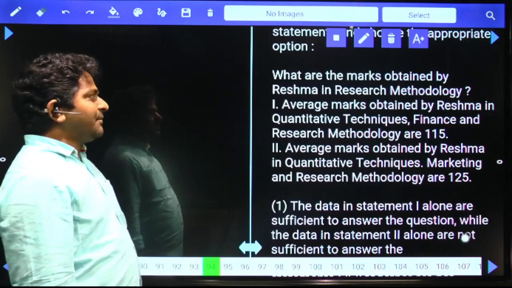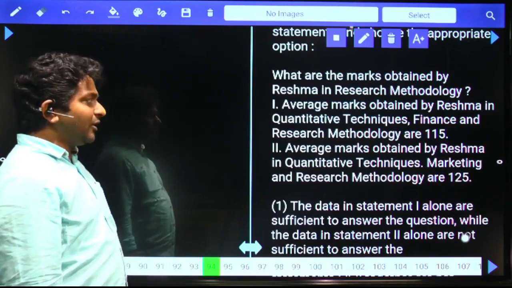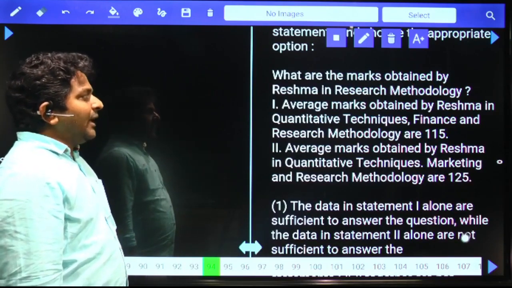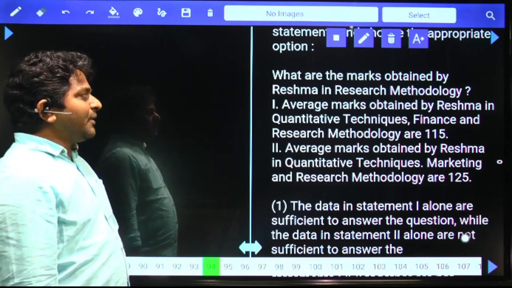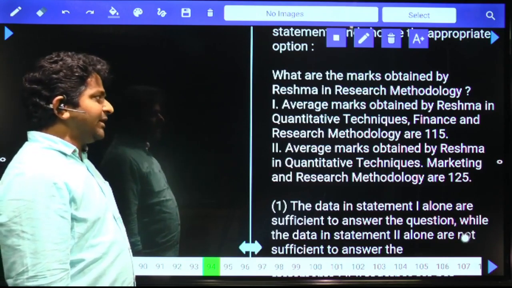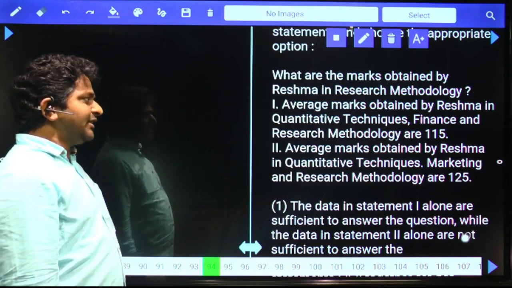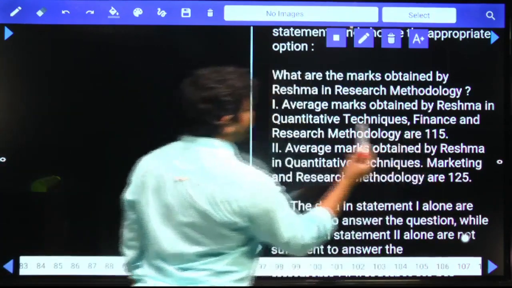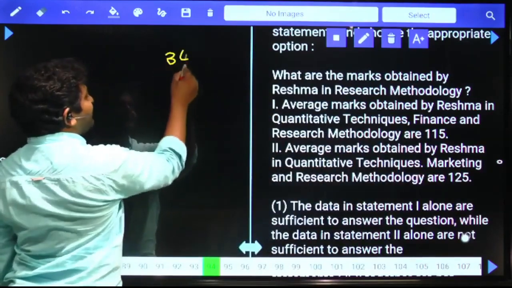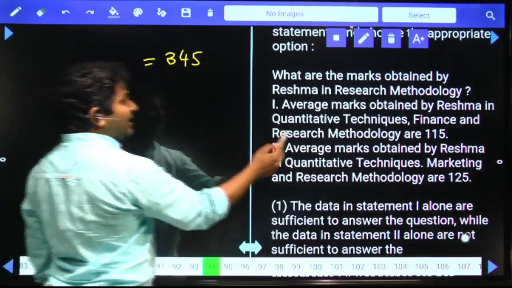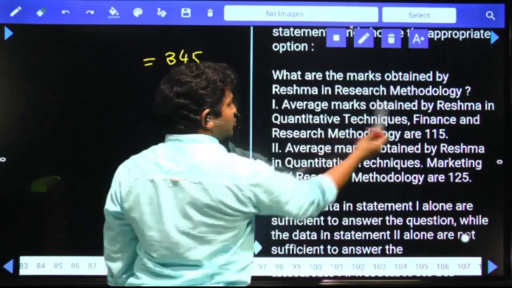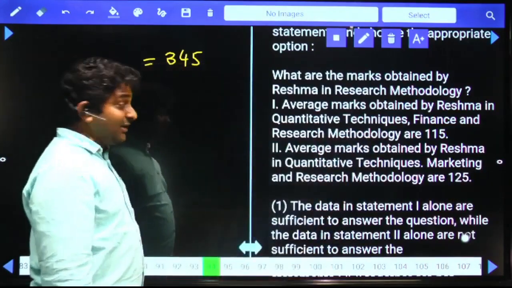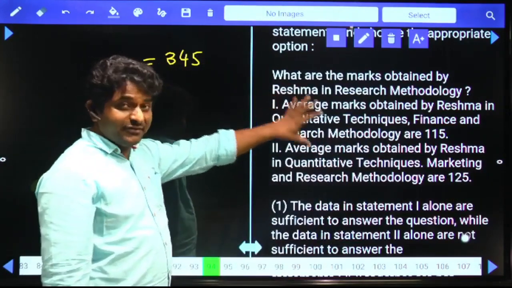What are the marks obtained by Reshma in research methodology? Average marks obtained by Reshma in quantitative aptitude techniques, finance, and research methodology are 115. When you know the average, you can calculate the sum, that is equal to 345. This is including research methodology. There are 2 other subjects, so we cannot calculate the answer using the first statement.